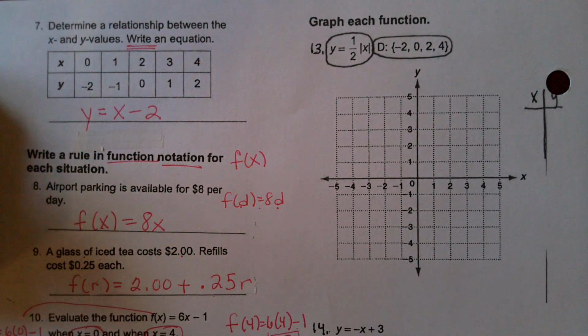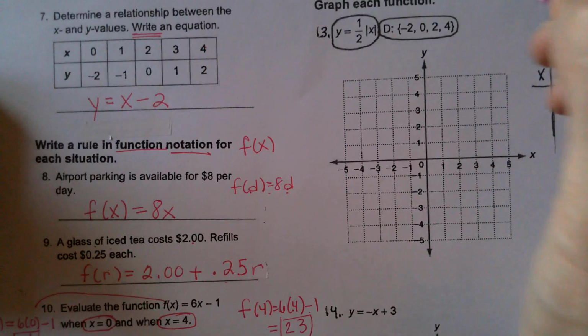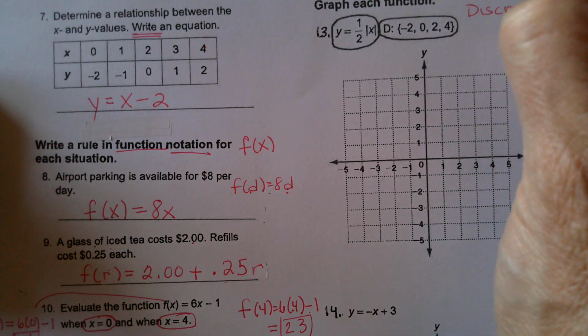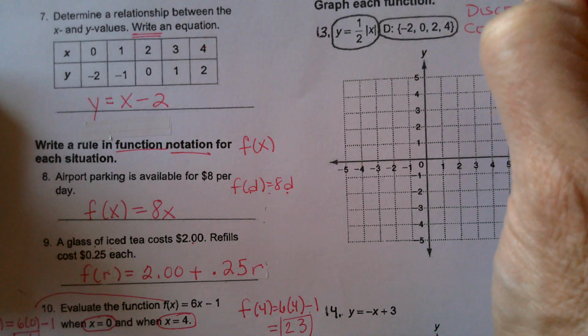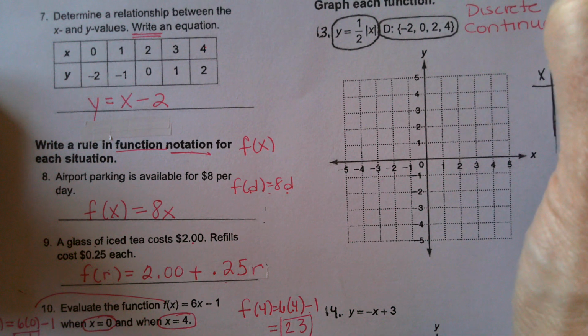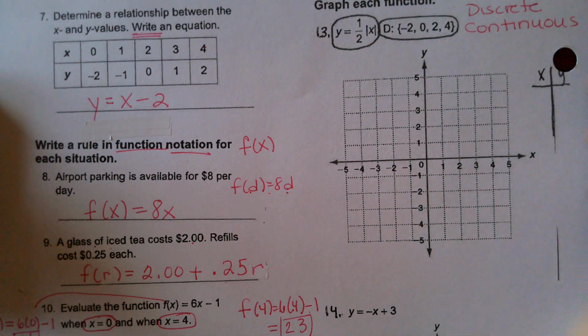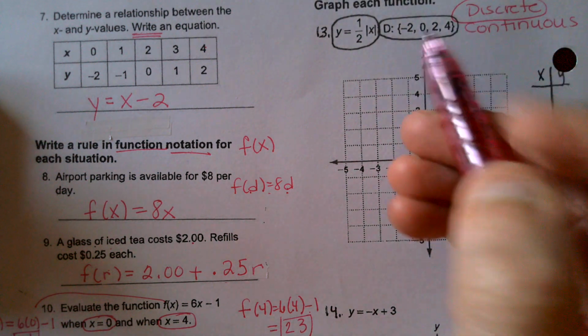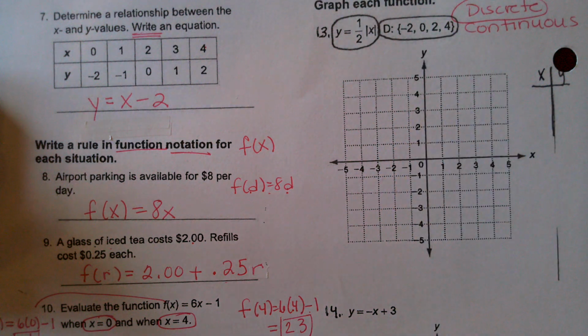All right, good. We're getting there. Only 4 more to go. So we got to graph this. First of all, is this discrete or continuous? Good. It is discrete because I give you specifically 4 values.